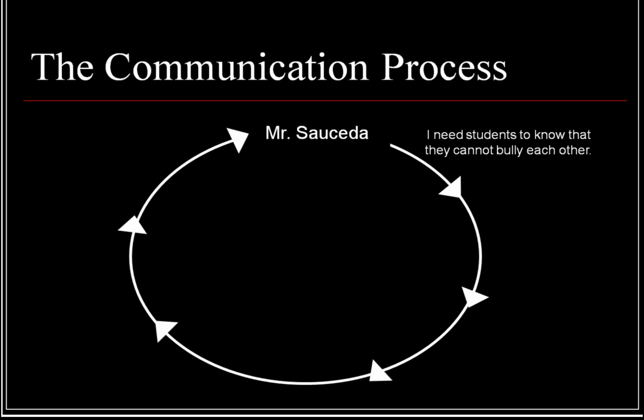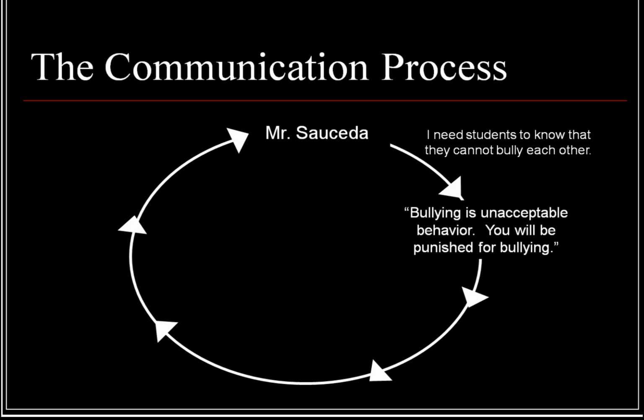Mr. Sauceda wants to send a message. He wants students to know that they cannot bully each other. Therefore, he takes time to frame the message and writes it out. And the formal message that he sends to students, not the thoughts that are in his mind, but the formal message, is: bullying is unacceptable behavior, and you will be punished if you engage in bullying. The channel that he chooses to use to send the message out is the PA system. He announces it over the PA system to the entire school.